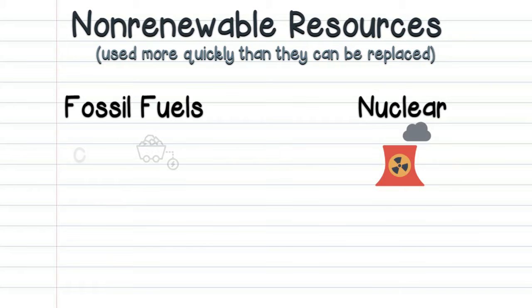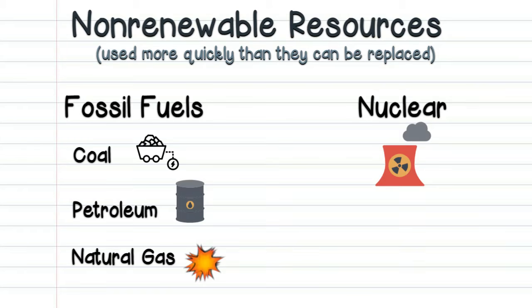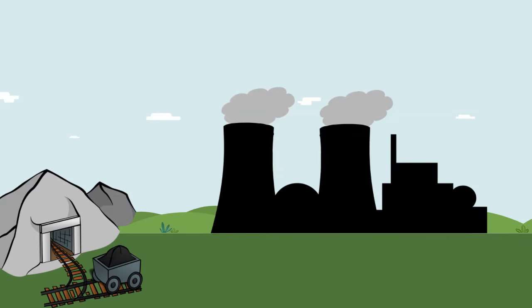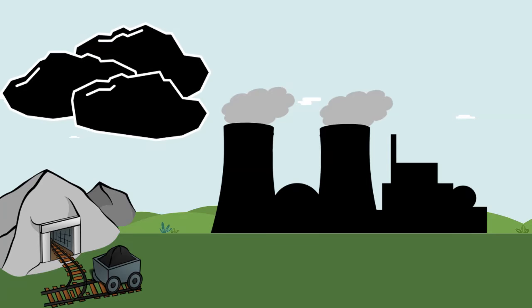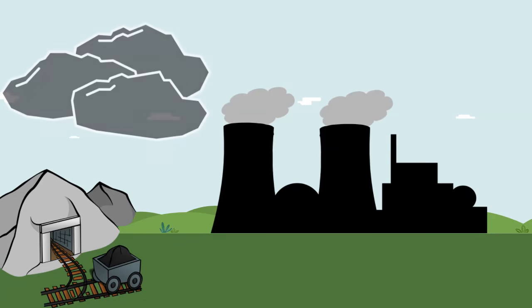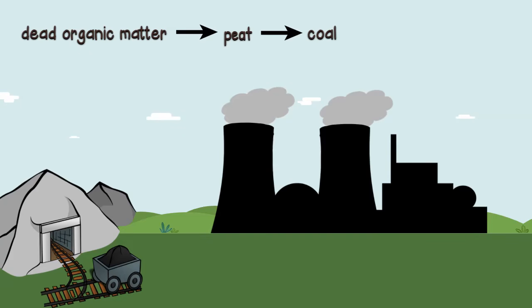Fossil fuels include coal, petroleum, and natural gas. They are made from the remnants of once living organisms. Let's start with coal. Coal is a combustible black or dark brown rock that consists mostly of carbonized plant matter. It is typically found underground.